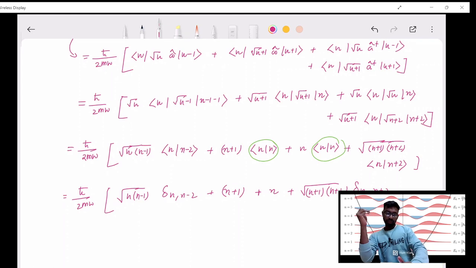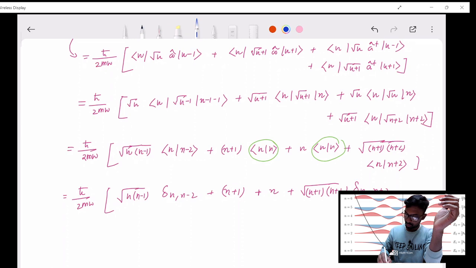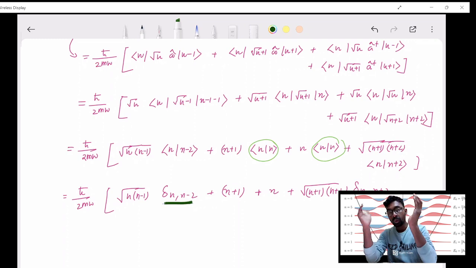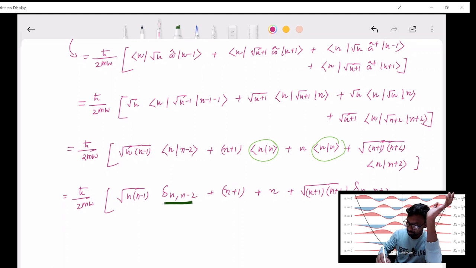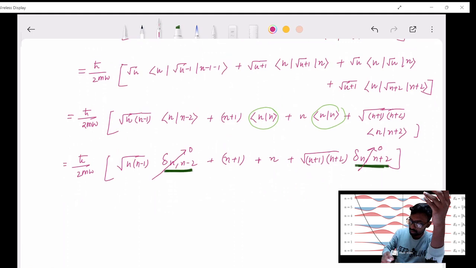You just look at these two equations, and just notice these two Kronecker delta parts. For any state, n and n−2 are never equal to each other, so this part is equal to 0. Also this part is zero, because these two states are not equal for any state. Just check it, right? Just check it.